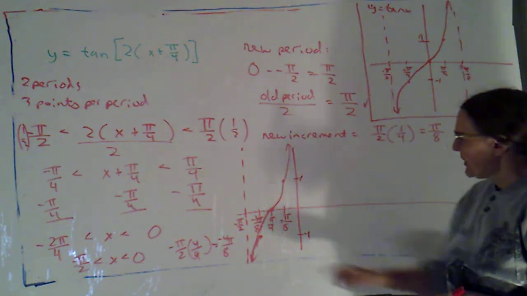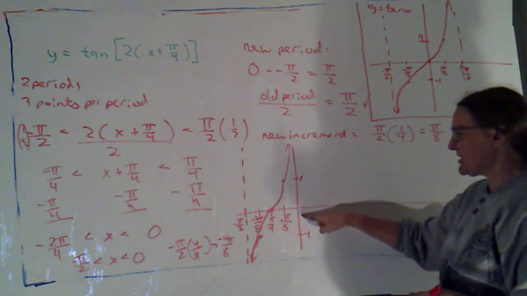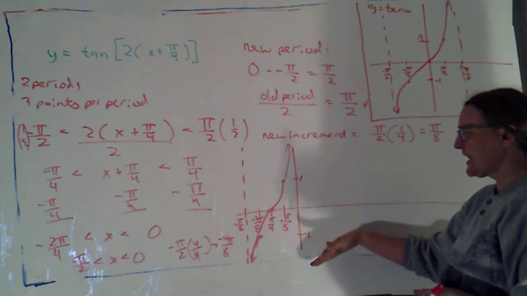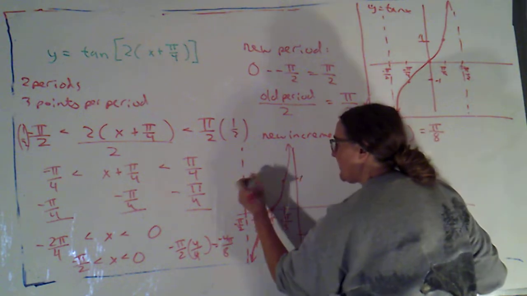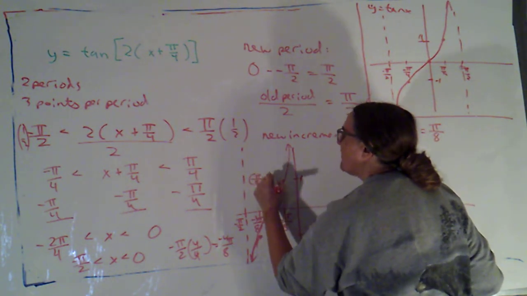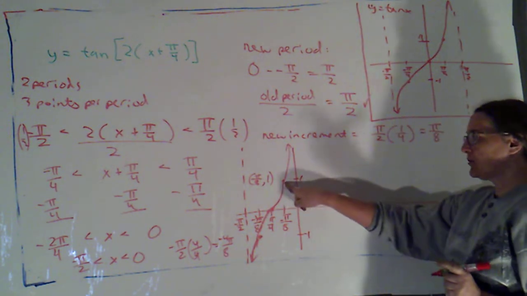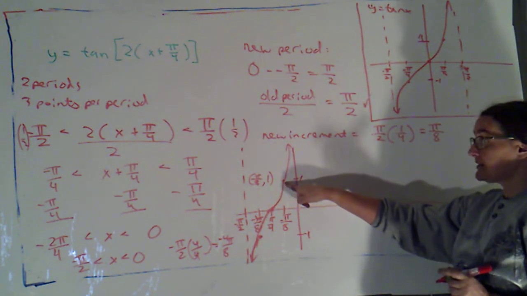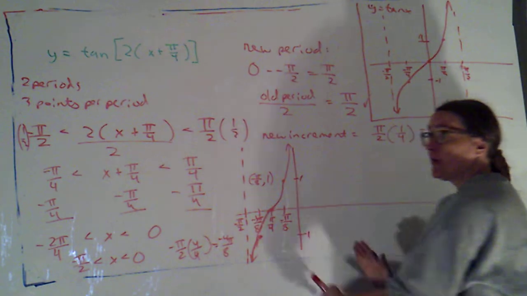When you're labeling your points, you can either do what I've done, which is label the tick marks on the x-axis and the y-axis, or if you prefer, you could label them at the points. So I could have said this point is negative pi over 8, positive 1. So you can either label at the point as an ordered pair, or just clearly label both axes.